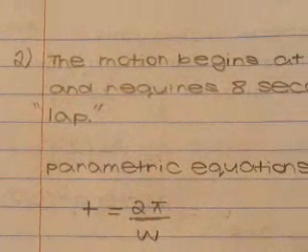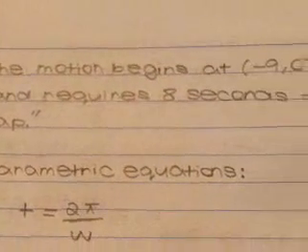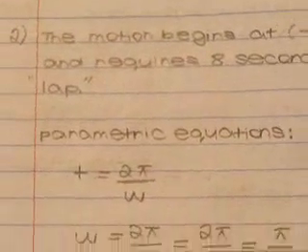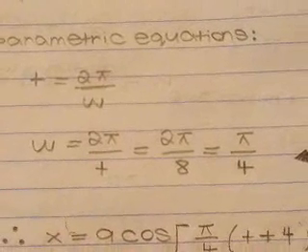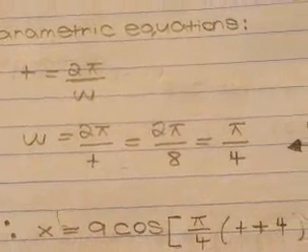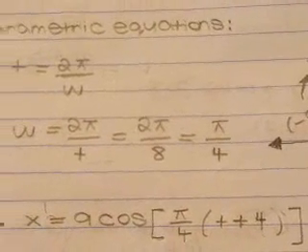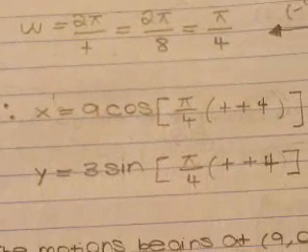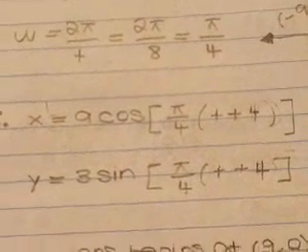Problem number 2. The motion begins at (-9, 0), is clockwise, and requires 8 seconds for a complete lap. So to find the parametric equation, you need to find omega first. And omega is 2 pi over t. And t is 8 seconds, so you replace t and you get pi over 4. Then you put it into the parametric equation and you get x equals 9 cosine(pi over 4 t plus 4). And also y equals 3 sine(pi over 4 t plus 4).